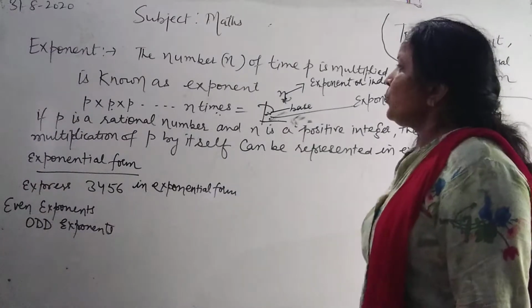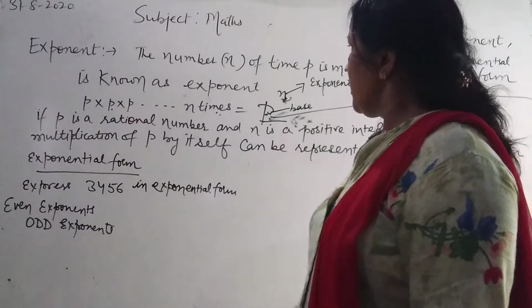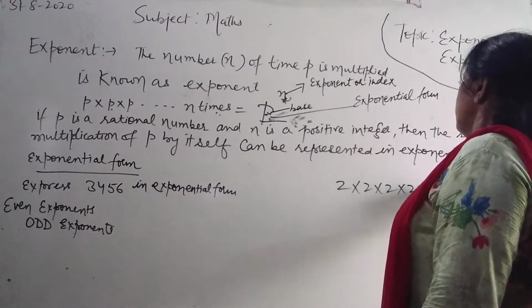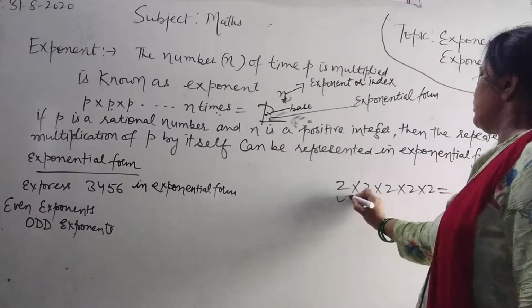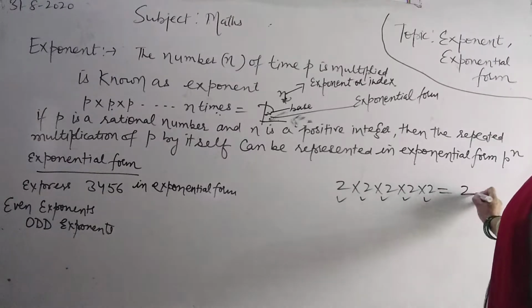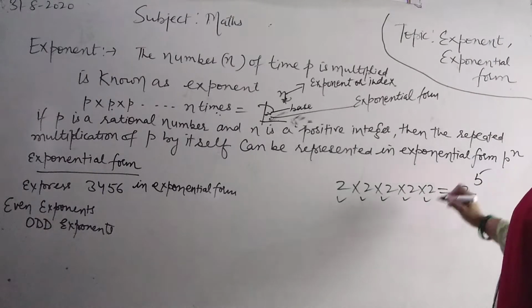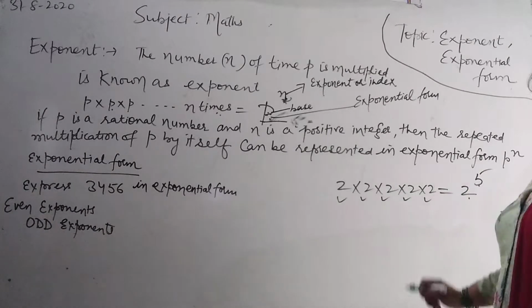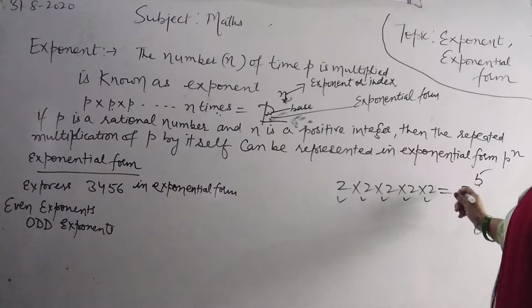Okay. Suppose 2 is written here. Suppose 2 into 2 into 2 into 2 into 2. How many times is it written? 1, 2, 3, 4, 5. 2 is the base. 2 is written 5 times. Then we read it as 2 raised to power 5. This is the exponential form.